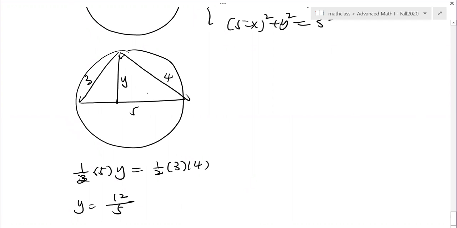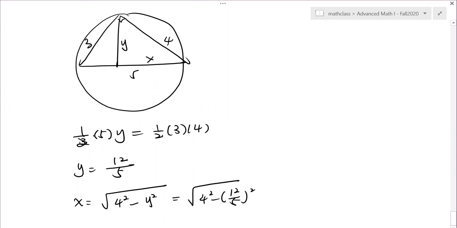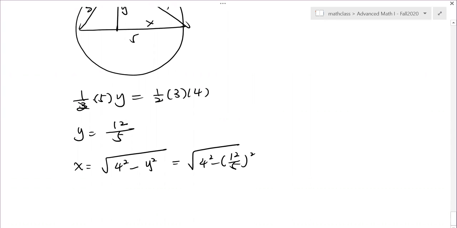Okay, once you get y, then you can get x, right? Okay, and then you look at the product. So x is going to be the square root of 4 squared minus y squared, right? 4 squared minus (12 over 5) squared. So let's simplify it. All right, so what is that?